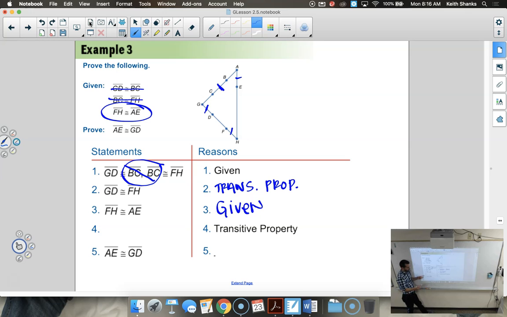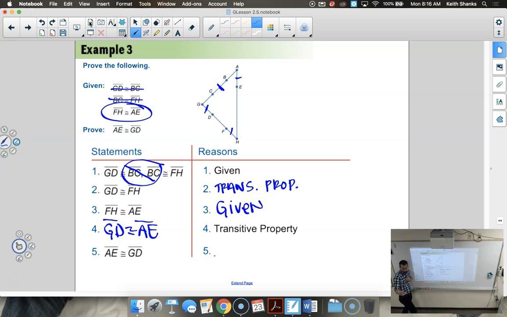BC is congruent to AE. I wouldn't go with that one. It's not what I would go with. Not that you're wrong. AE equals GD. All right, I'm gonna write it this way. This is fine. GD is congruent to AE.